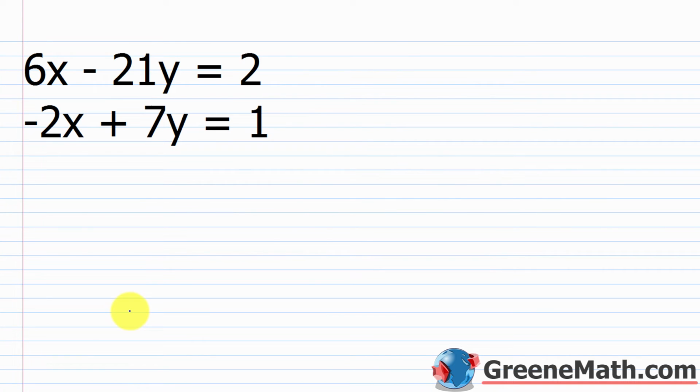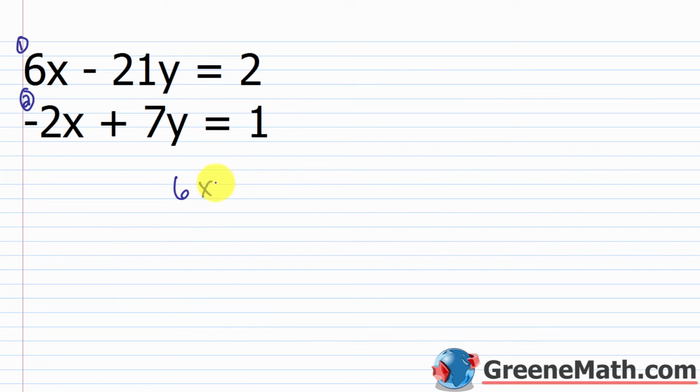All right, so let's take a look at another one. So we have 6x minus 21y equals 2. We have -2x plus 7y equals 1. So again, I'm going to label my equations. This is equation 1. This is equation 2. None of the variables have a coefficient of 1. None of the variables have a coefficient of -1. So pick whatever you want, whatever you think is easiest for you. I'm going to go ahead and solve equation 1 for x because it's the first thing that I see.